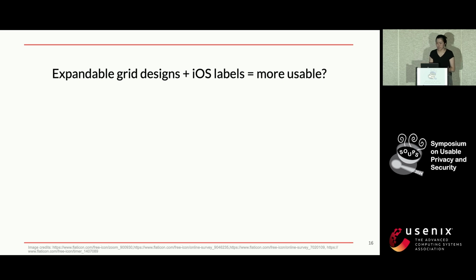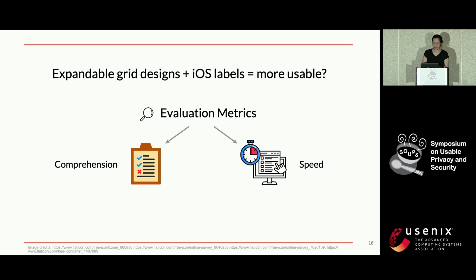And so now we have the new expandable grid design. We want to empirically evaluate whether the design is better or not. So for the evaluation metrics, we consider comprehension and speed. So for comprehension, we want to see whether more questions were answered correctly by the participants. And for speed, it basically is whether it takes less time for them to answer these questions. And the questions are related to the information being presented in the labels, for example, about the different data types, about the purposes, or whether data is linked or not.